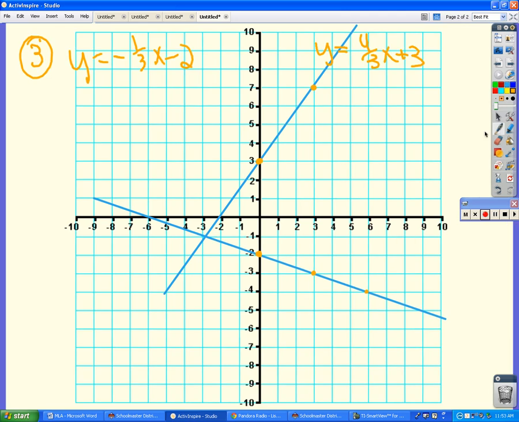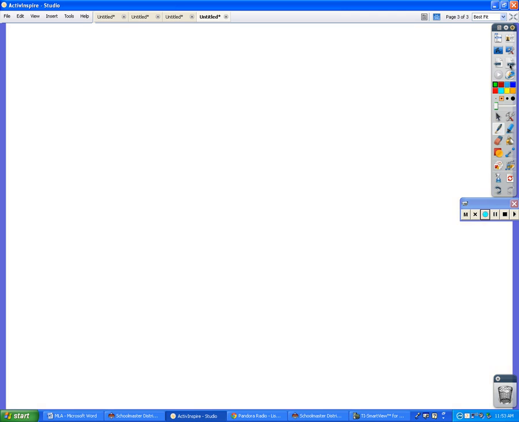Okay, and so which graph is that? That's B. They cross right here at negative 3, negative 1. Okay? Does that make sense? Good. So it is B. Okay, number 4.